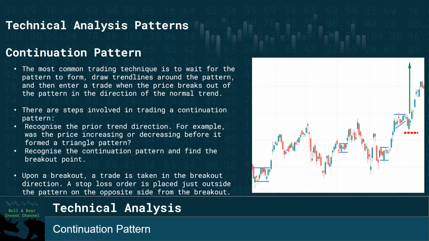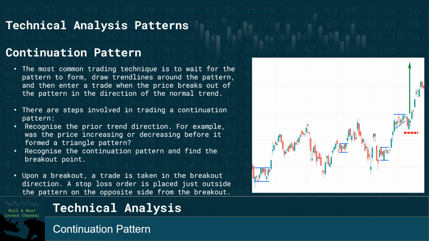The most common trading technique is to wait for the pattern to form, draw trend lines around the pattern, and then enter a trade where the price breaks out of the pattern into the direction of the normal trend. There are steps involved in trading a continuation pattern. Firstly, recognize the prior trend direction. For example, was the price increasing or decreasing before it formed a triangle? Then recognize the continuation pattern and find the breakout point.